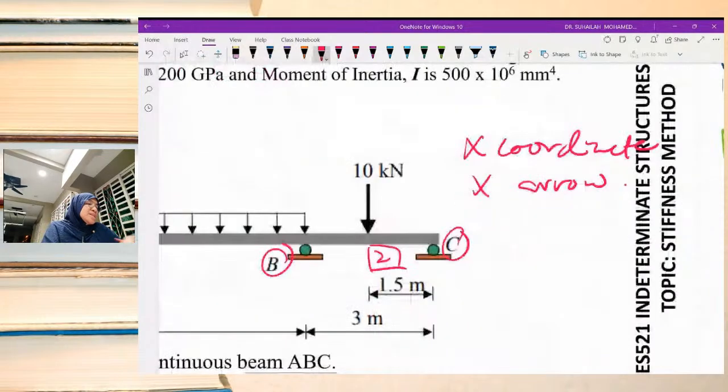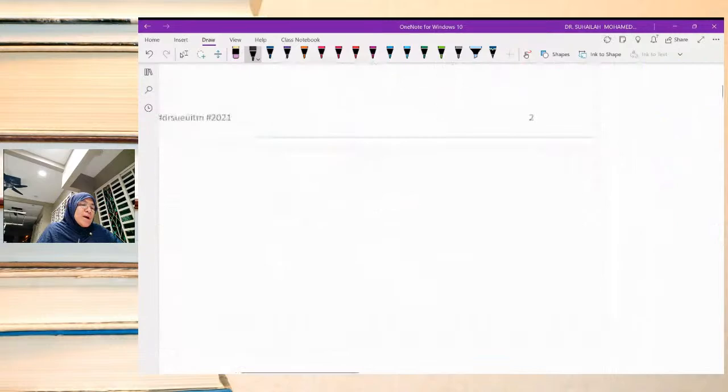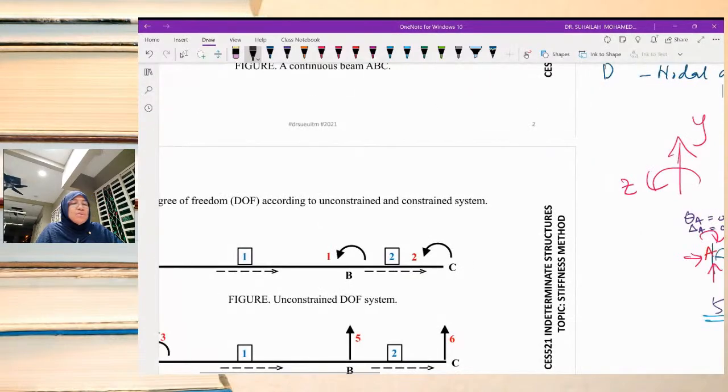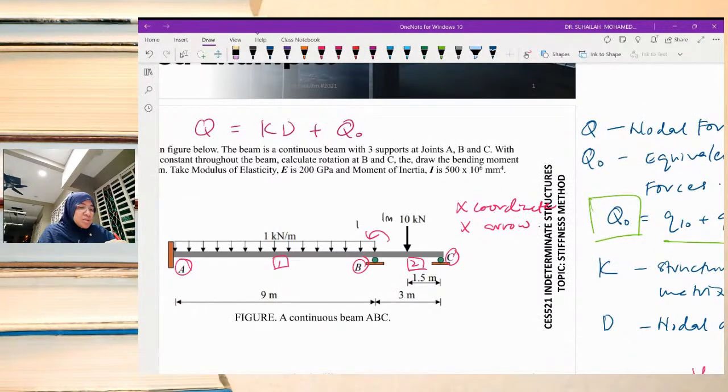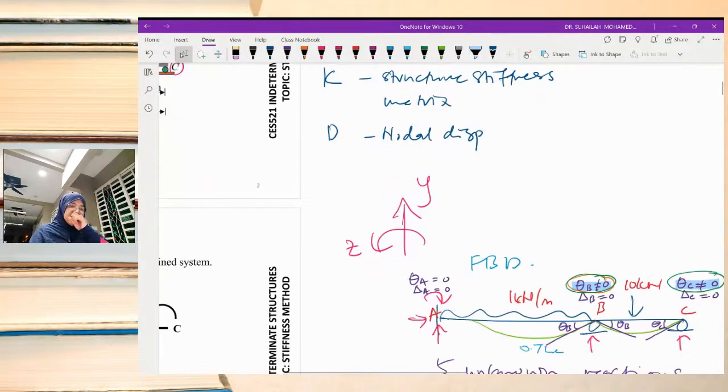It will have value if we have moment. For example, let's say if a moment is given here, for example 100 kilonewton meter, means that Q1 will be equal to 100, if only a moment is given in the question. If not, the moment is equal to 0.